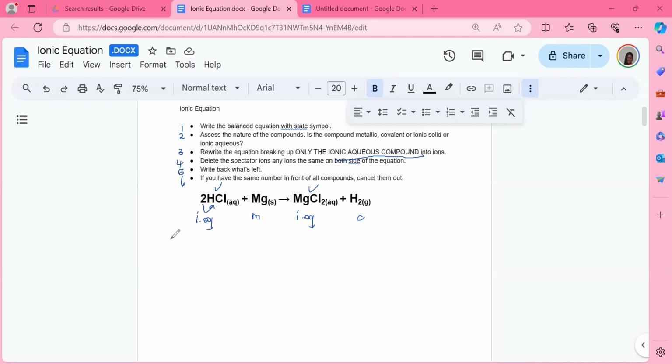So 2HCl means I have 2 hydrogen ions, 2 chloride ions, magnesium, Mg solid, I write it back as is. Magnesium chloride is an Mg 2 plus ion, I have 1 magnesium ion. And the Cl2 means I have 2 chloride ions. The 2 is going to go in front of the chloride. And I have hydrogen gas.